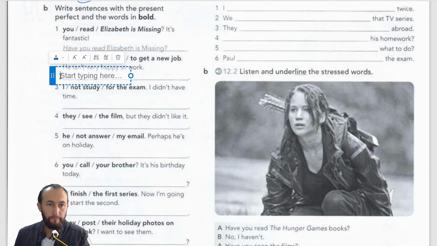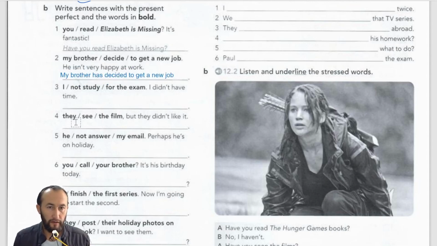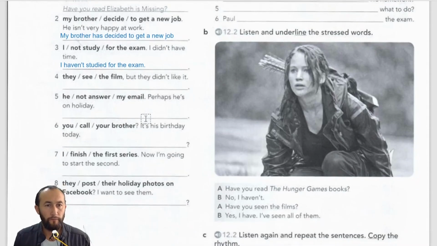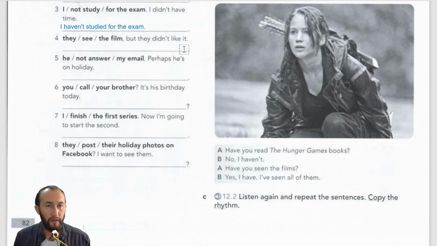We're going to write it down. My brother has decided to get a new job. Number 3, I not study for the exam. I didn't have time. So, present perfect. I haven't studied for the exam. Okay, we're going to write it down now. I haven't studied for the exam. I didn't have time. Number 4, they see the film, but they didn't like it. So they have seen the film. Okay. They have seen the film, but they didn't like it.